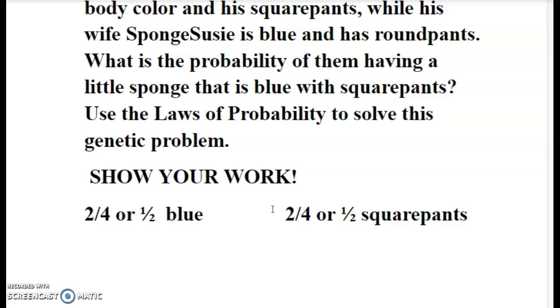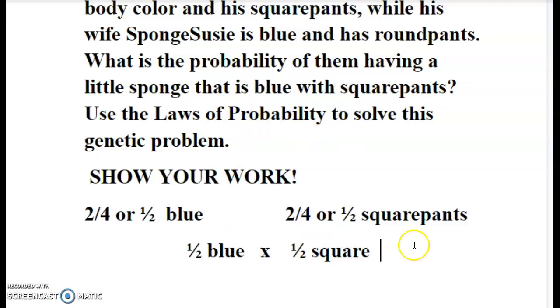And then to figure out what are the chances of those happening together, because we want it to be blue and square pants. So if it's and, we're going to multiply the probability of each of these. So we have 1/2 blue times 1/2 square.